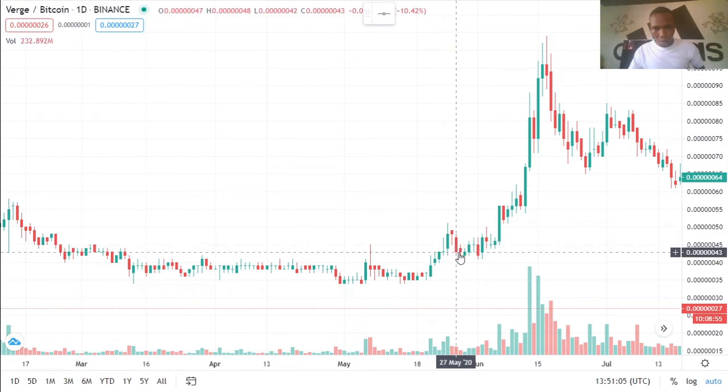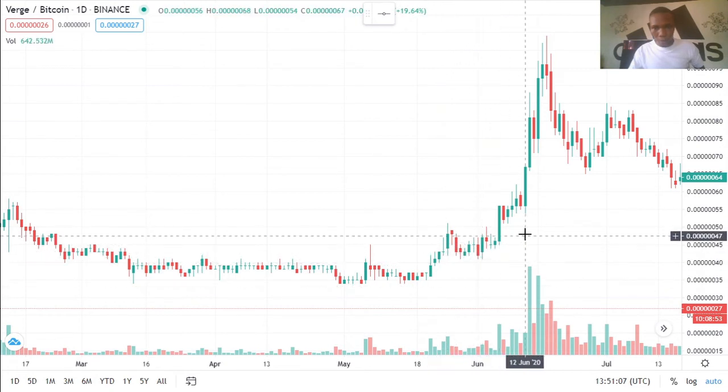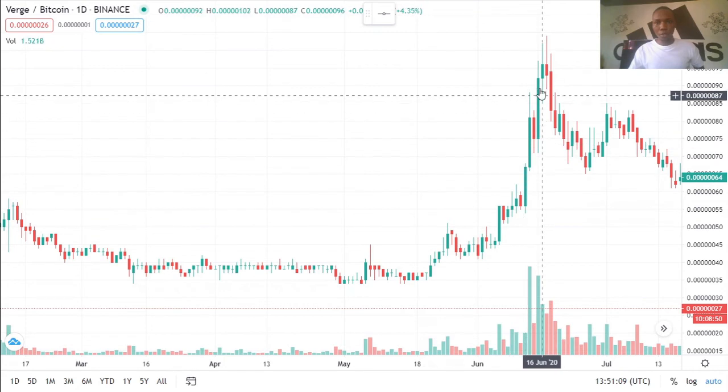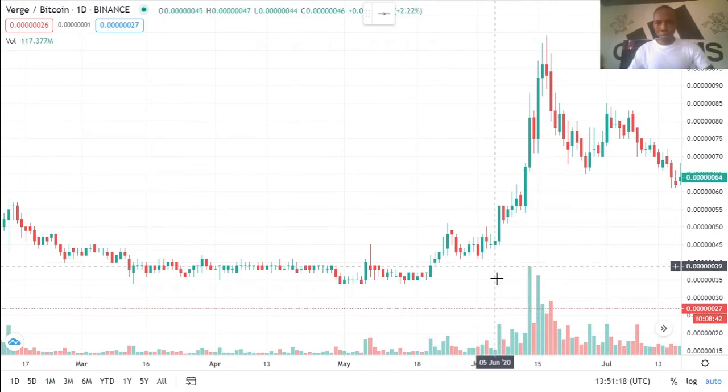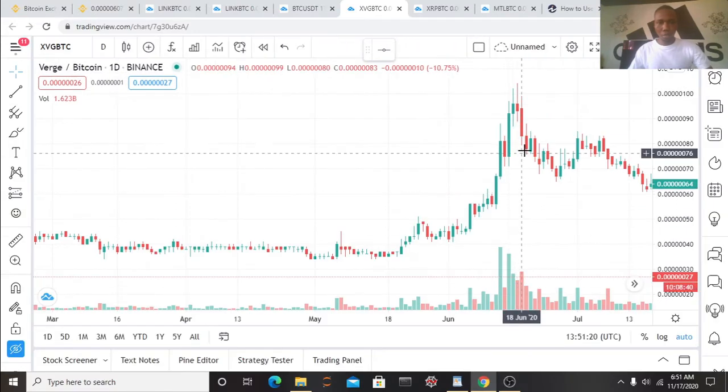It went down a little, and from here the volume started increasing. So with this now, you can support a breakout. So when looking at your volume, always watch out for the price data too. It's very important because they go with each other. Now let's move to the next one.